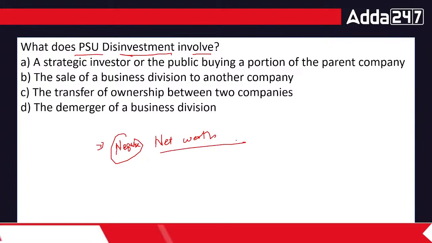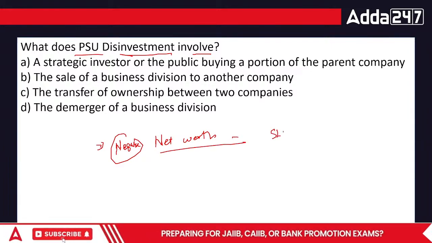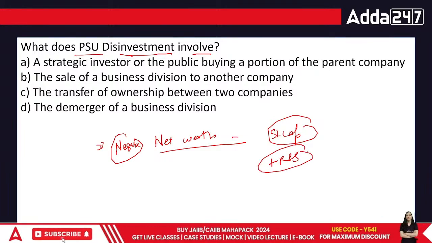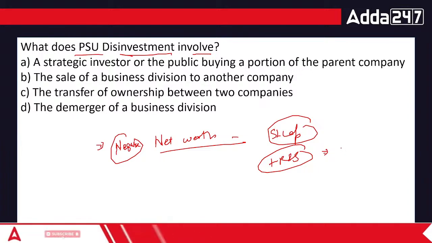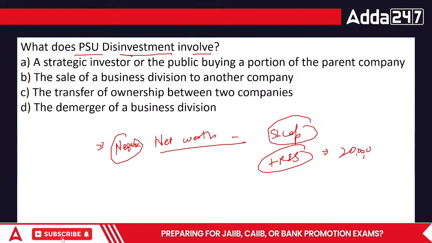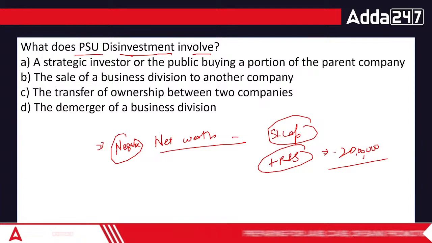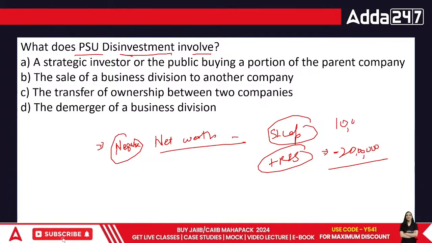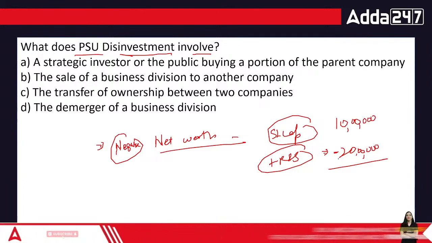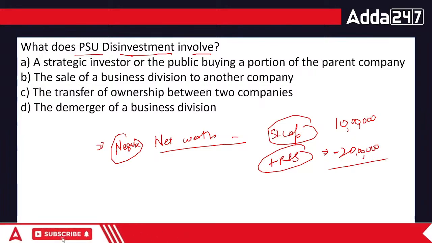How does it become negative? The net worth includes your share capital plus your reserves and surplus, right? So in this case, if they have too many accumulated losses, say 20 lakhs, and share capital was barely 10 lakhs, this has turned negative because of too many losses, right?